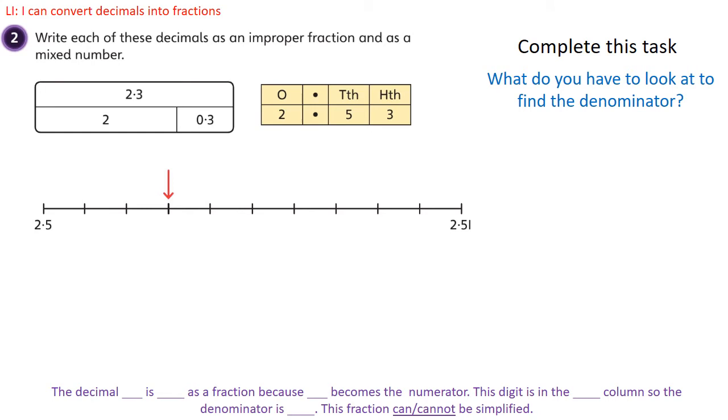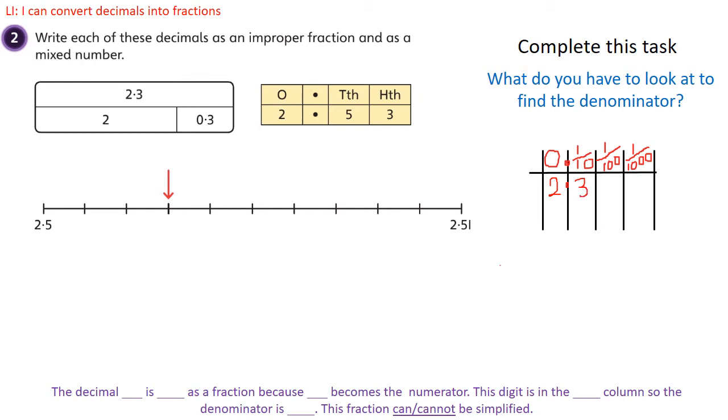Okay, question 2. Write each of these decimals as an improper fraction and as a mixed number. So what I would like, first of all, I think, is my place value chart. There we go. Now, 2.3. Well, I can put that in my place value chart there. How many wholes have I got here? Well, I've got 2 wholes, haven't I? I've got 2 ones. So that's my whole number.